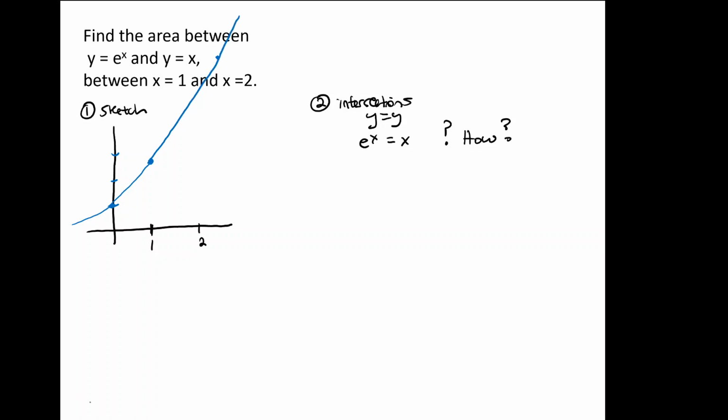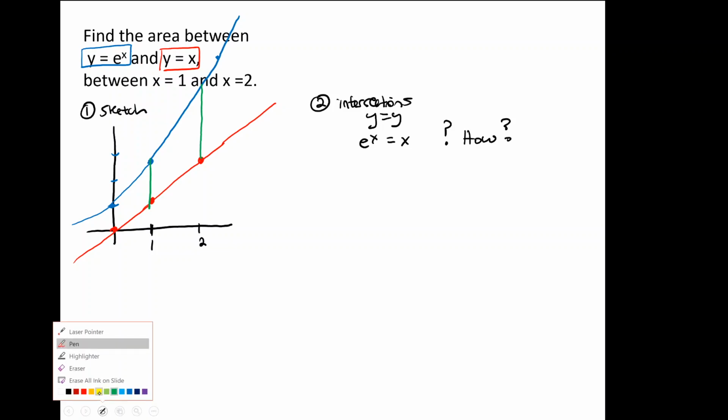And then the line y equals x. When x is 0, y is 0. When x is 1, y is 1. X is 2, y is 2. And then you can tell these are never going to cross. Okay, we're going from x equals 1 to x equals 2, so we're looking at this area here. So don't be thrown off if you can't find the intersection points. There may not be any.